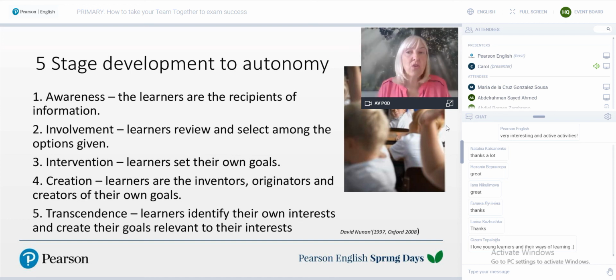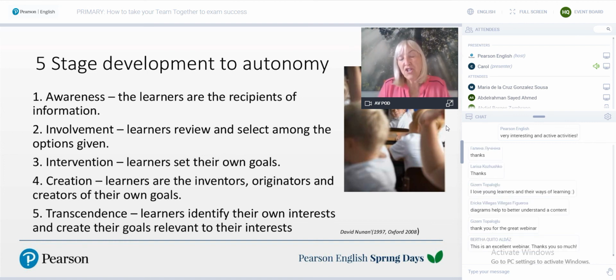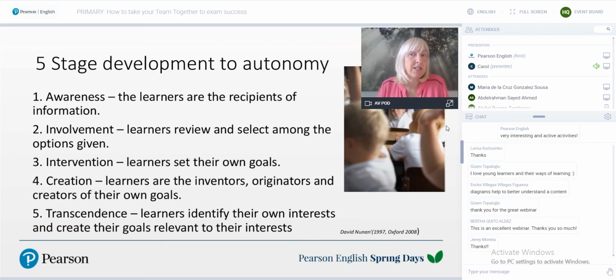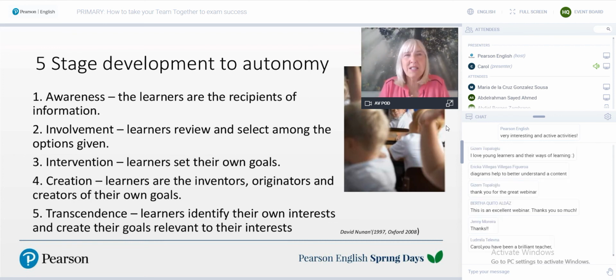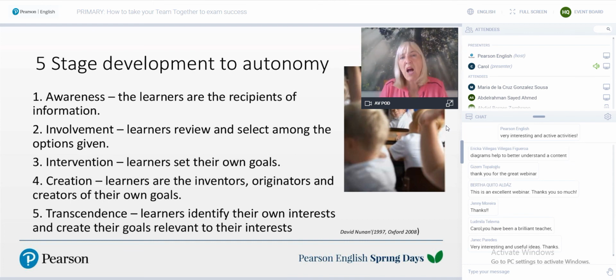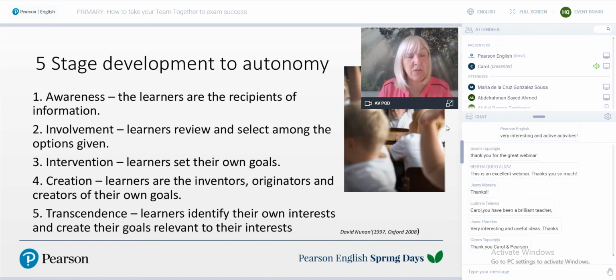And then three, intervention. Learners set their own goal. This is where they start to become truly autonomous. Creation. Learners are the inventors, originators, and creators of their own goals. We might start in a small way with: create your own piece of writing and do it like a scientist. But it's a tiny step on a footpath that leads them to greater things. And then finally, transcendence. Learners identify their own interests. This is something definitely from year 5 and 6 at primary, I think, is reasonable.